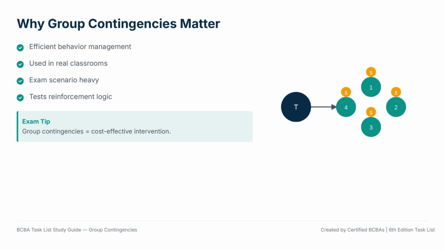Group contingencies are widely used because they are efficient behavior management systems. Instead of delivering reinforcement individually, they allow practitioners to influence multiple learners simultaneously. They are especially common in classroom and group settings, which is why they show up frequently in BCBA exam scenarios. From an exam perspective, this topic tests your understanding of reinforcement contingencies and outcome logic. A key takeaway here is that group contingencies are often cost-effective interventions, making them practical in real-world settings.